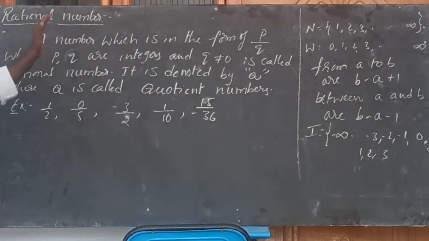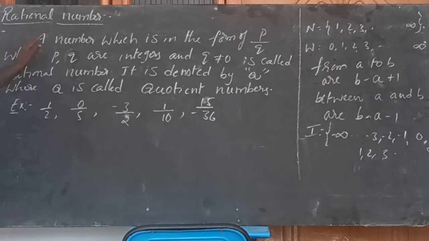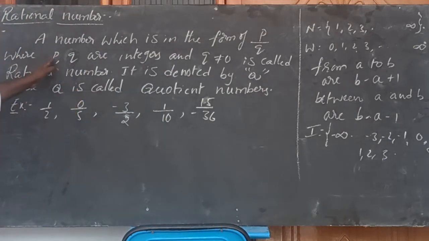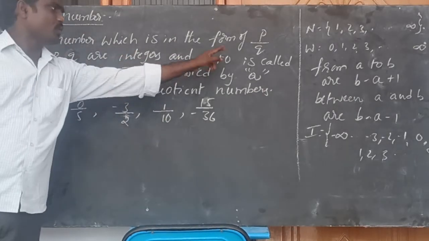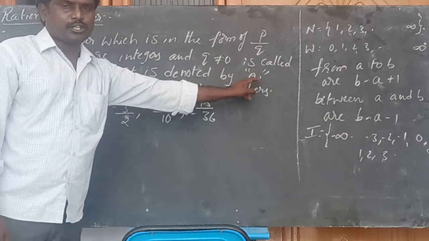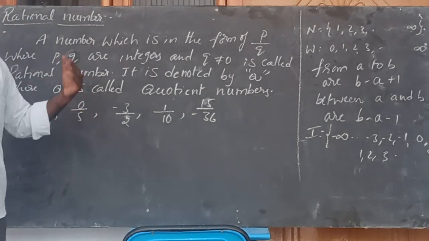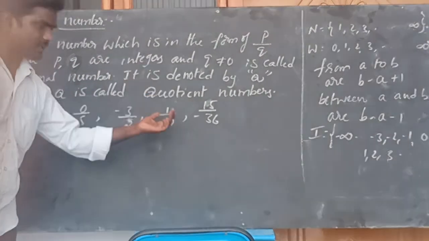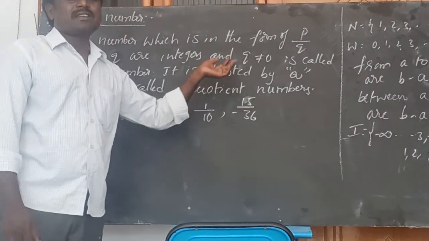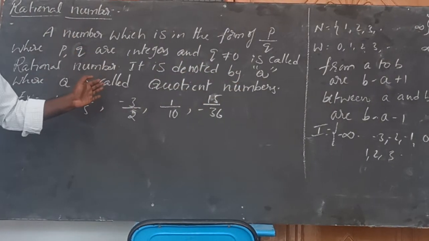Quotientless numbers, another name is irrational numbers. Rational numbers means what? A number which is in the form of P by Q, where P, Q are integers and Q is not equal to 0 is called a rational number. It is denoted by capital Q. Q means quotient numbers. Quotientless means you cannot get the quotient, that means you cannot get the remainder. These numbers are called quotientless numbers, another name is irrational numbers.